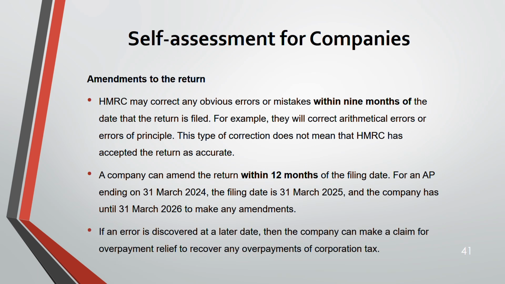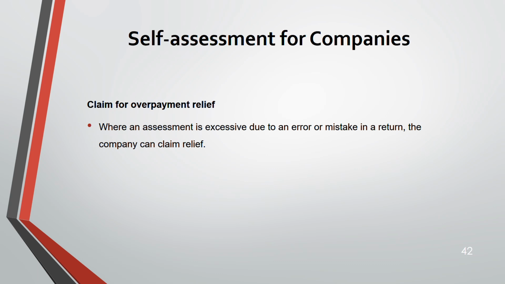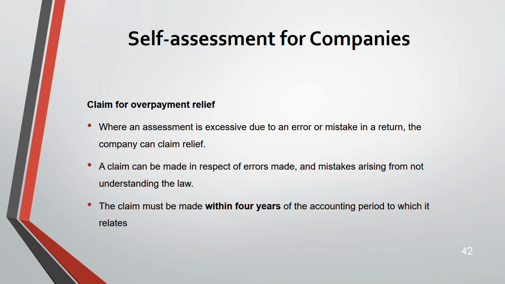If an error is discovered at a later date, the company can make a claim for overpayment relief to recover any overpayments of corporation tax. Let's say due to some error you have overpaid corporation tax. Now you can claim the relief. Claim for overpayment relief. So let's say the assessment is excessive due to an error or mistake. The company can claim relief. A claim can be made in respect of error, or mistakes arising from not understanding the law. This claim must be made within 4 years of the accounting period to which it relates.